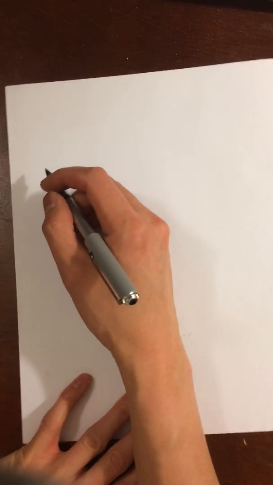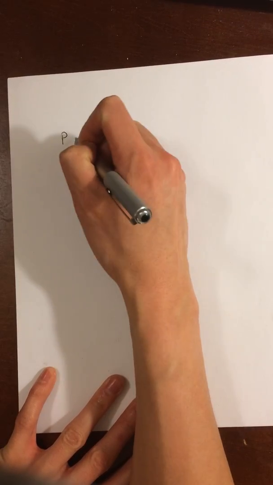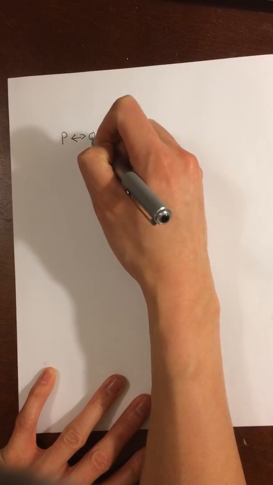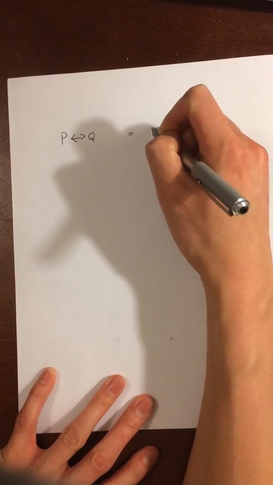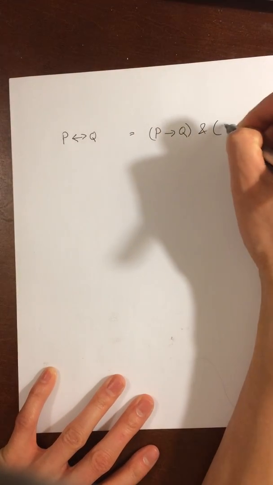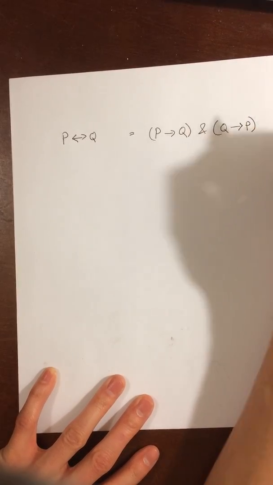Okay, the last rule that I'm going to go over is the rule of definition for the biconditional. Biconditional isn't really a separate logical connective. It's a shorthand, an abbreviation for two conditionals. So that's why it's called biconditional. So basically, the biconditional P if and only if Q is P arrow Q and Q arrow P.